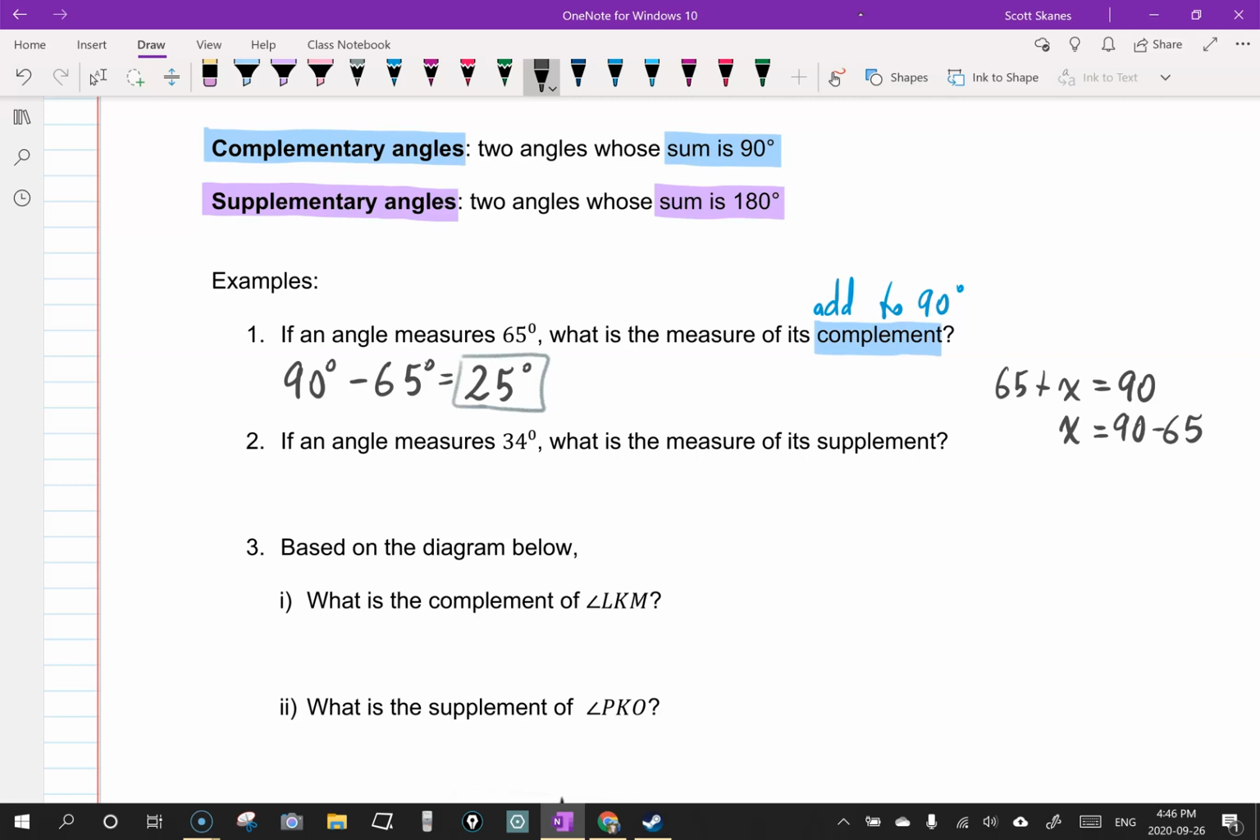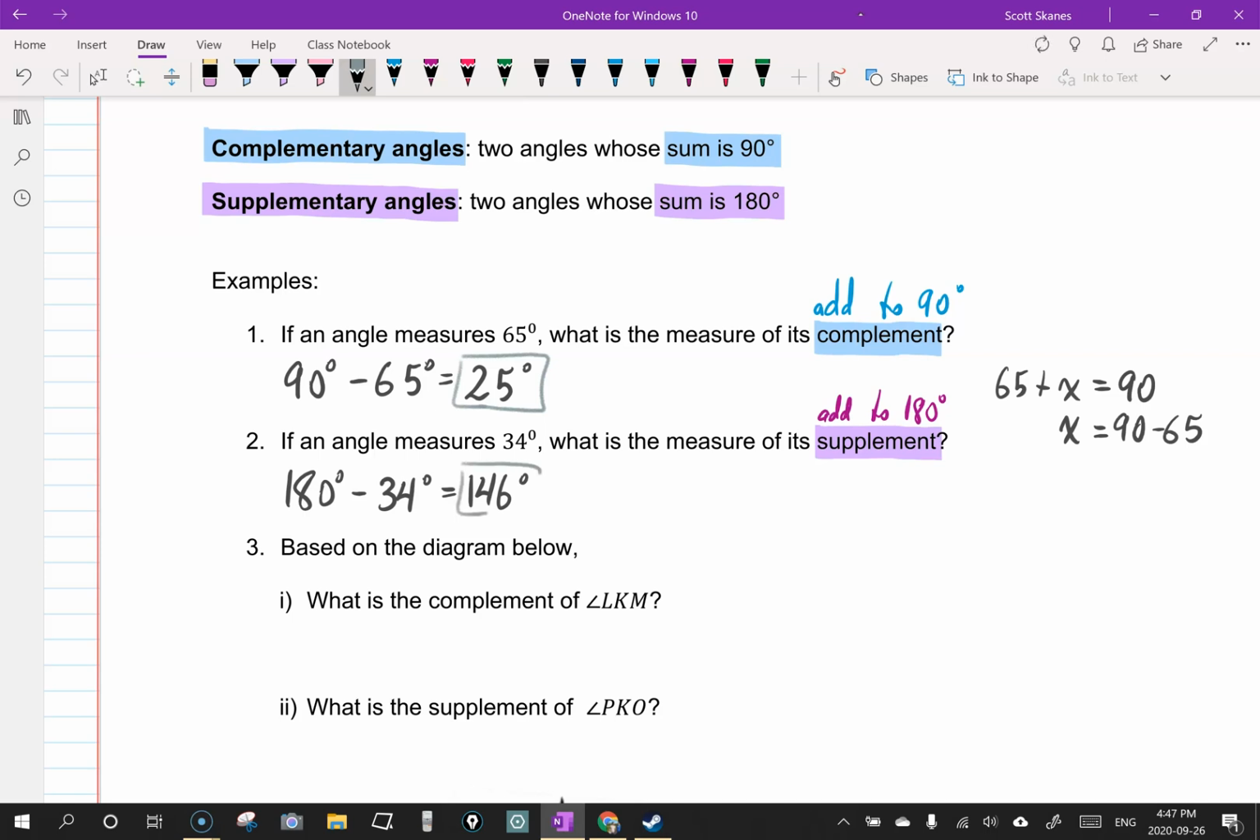Now the next question: if an angle measures 34 degrees, what is the measure of its supplement? Let's remember that supplement means we add to 180 degrees. And so in the same situation, we'll just start with the 180. That's the total we need to make. We take away 34 and we'll figure out what the supplement is. And 180 minus 34 is 146 degrees.